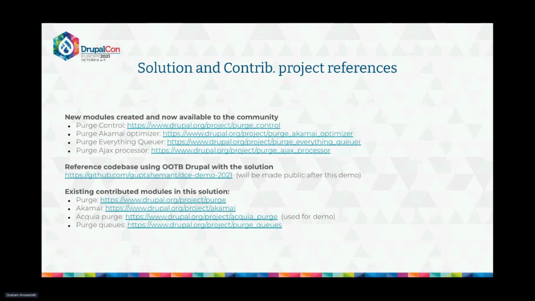And apart from that, we have also created a GitHub repository, which will be made public after this demo, so that if anyone wants to see how all these pieces connect together to form a solution, they can check it out. And the existing contributed modules which we utilize in the solution are obviously the Purge module, the Akamai module for talking to the CDN APIs, the Acquia Purge, which we used in our demo for purging the Acquia Varnish, and the Purge queues module for providing the unique queue.